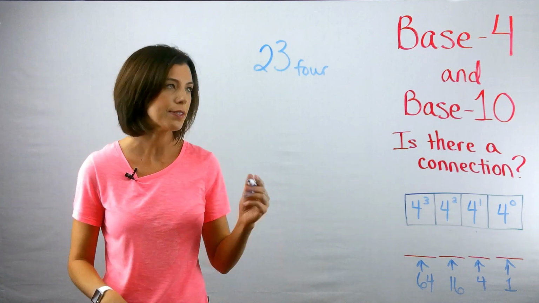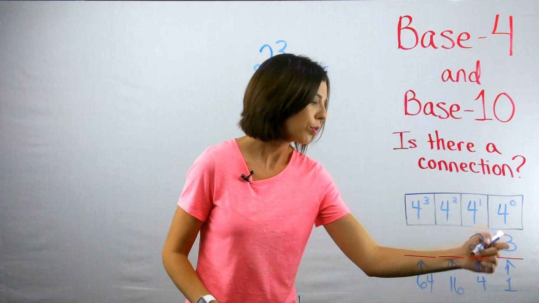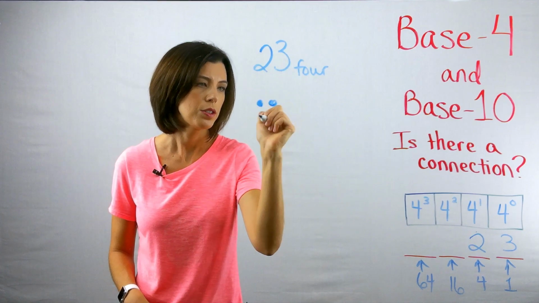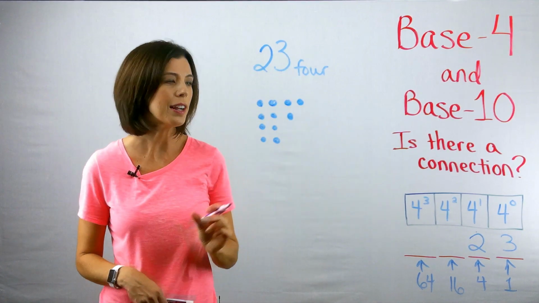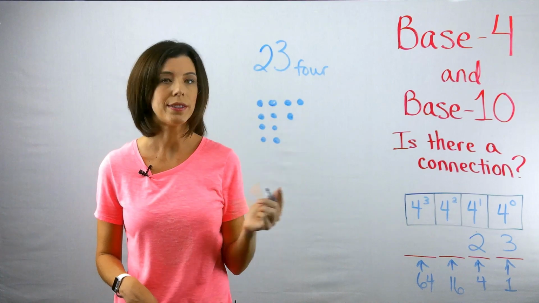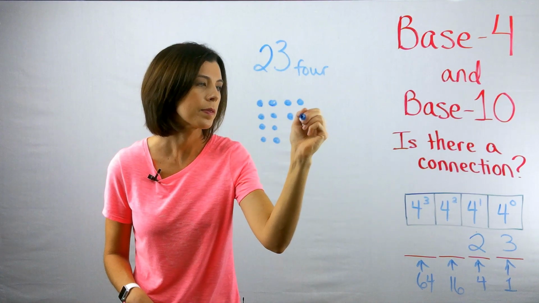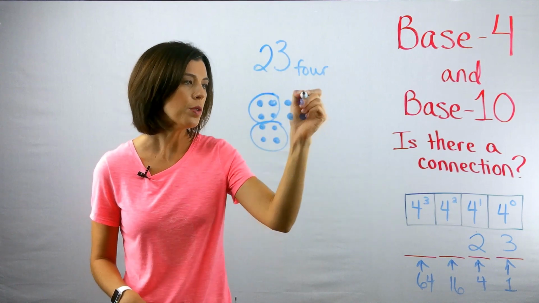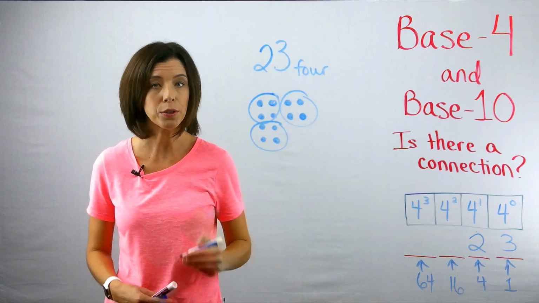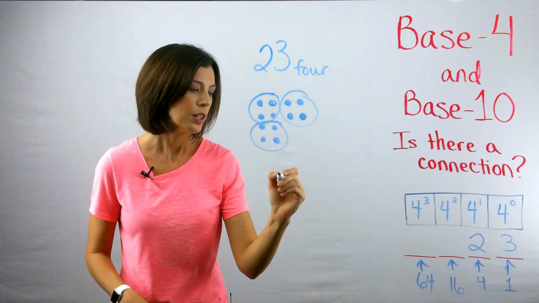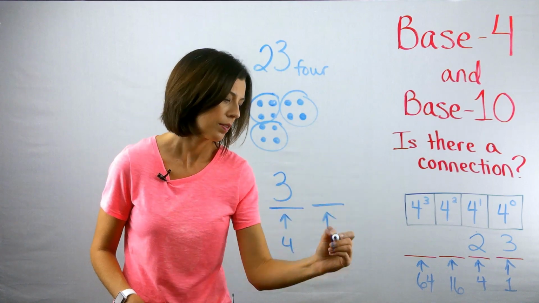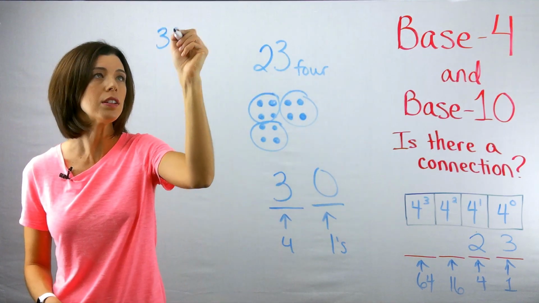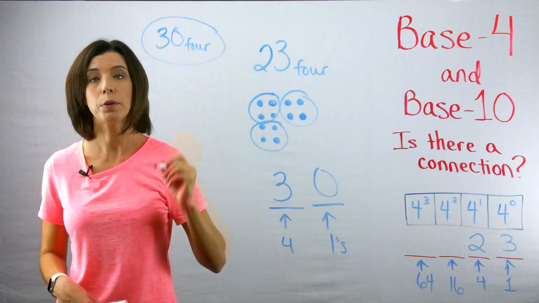What if I wanted to think of the number that comes after this? Let's plug it into our place value chart. Again, I have 3 ones, 2 groups of 4. I'm going to draw that. So I have 2 groups of 4, 3 ones. If I add one more on, now let me circle my groups of 4. I have 1, 2, 3. Now I have 3 groups of 4 and 0 ones. The number that comes after this would be 30 base 4. That would be the number that comes next.